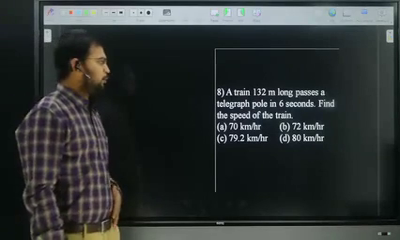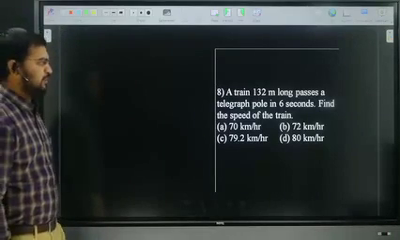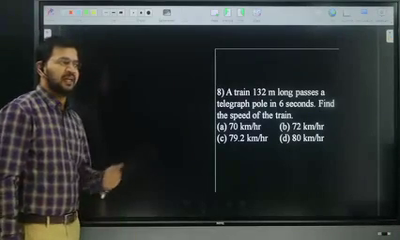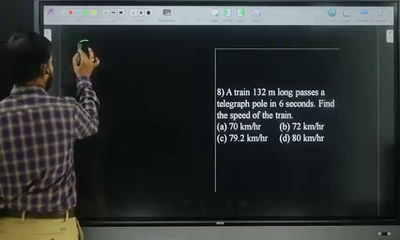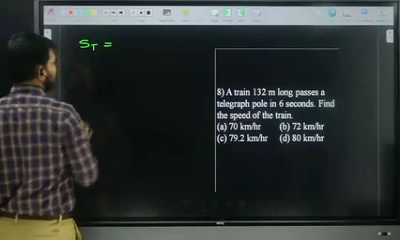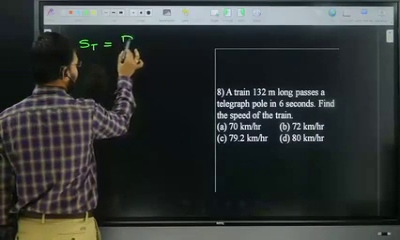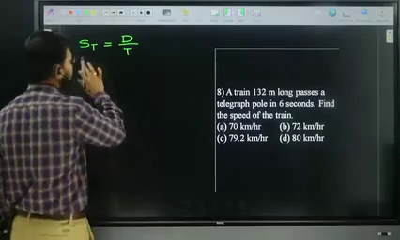A train 132 meters long passes a telegraph pole in 6 seconds. Find the speed of the train. Here they're asking the speed of the train. Generally, speed of the train is nothing but distance by time. Speed is equal to distance by time.